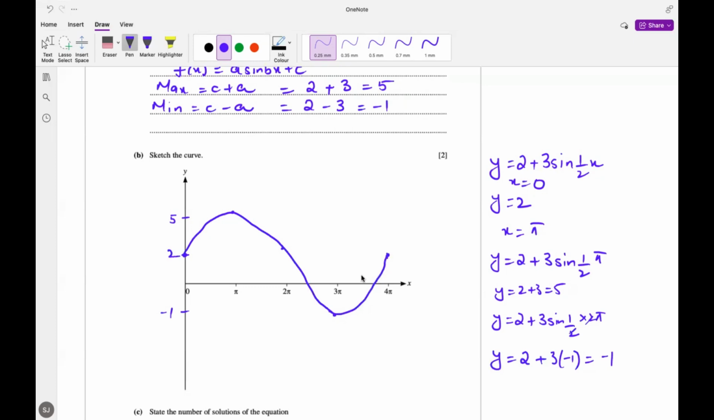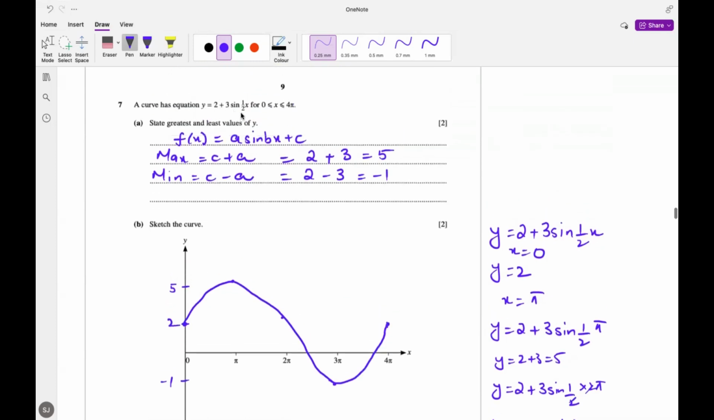Now, one thing to remember is that this half x represents that sine will complete half a revolution in 360 degrees, or 2 pi. So if it is 4 pi, it means half a revolution in 2 pi, then a complete revolution in 4 pi, which means that this graph is the correct representation of 2 plus 3 sine of half x for 0 to 4 pi.